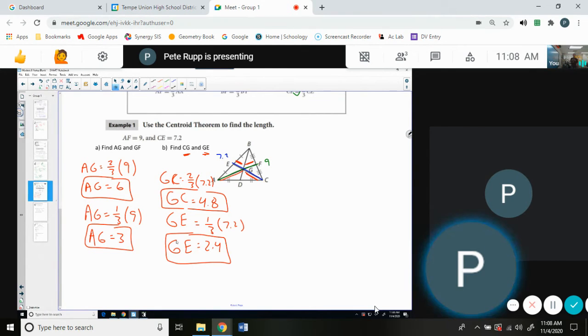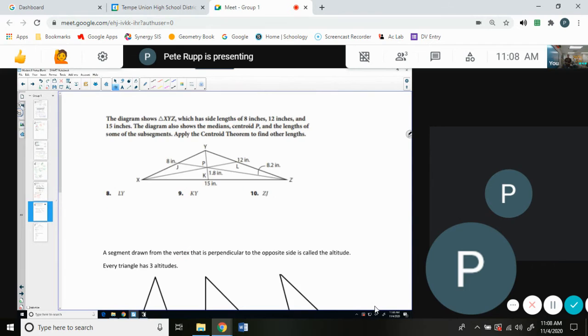Okay, so that's basically the gist of those centroid problems. You're given some information. Part of it is 2/3 of the whole, and part of it is 1/3 of the whole. If it's the medians, the medians connect the opposite vertex to the midpoint of the opposite side.